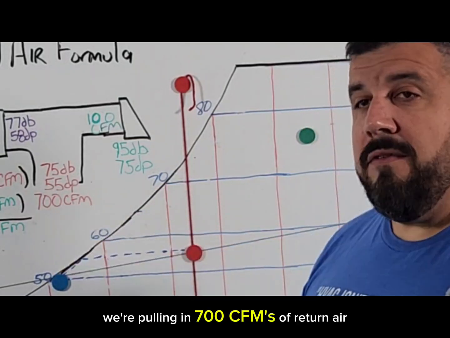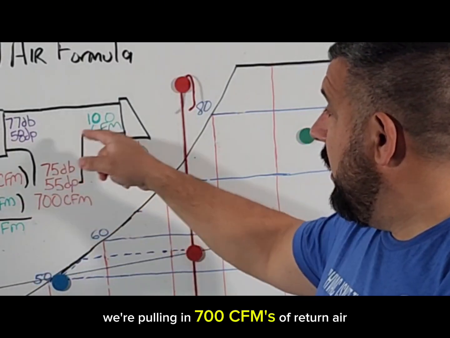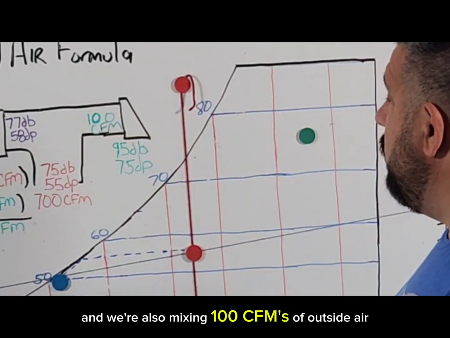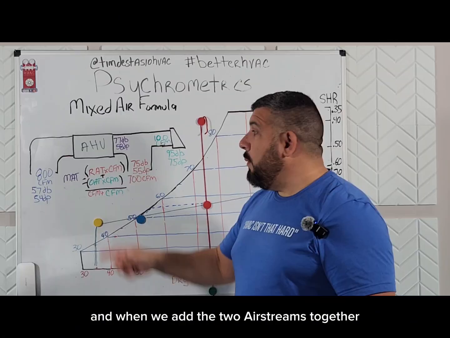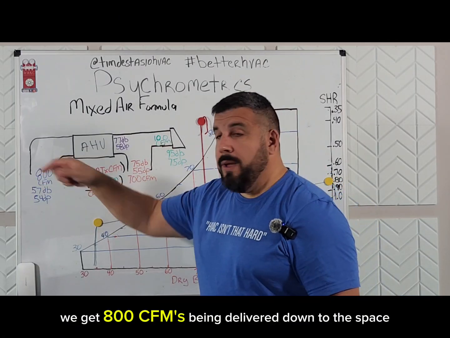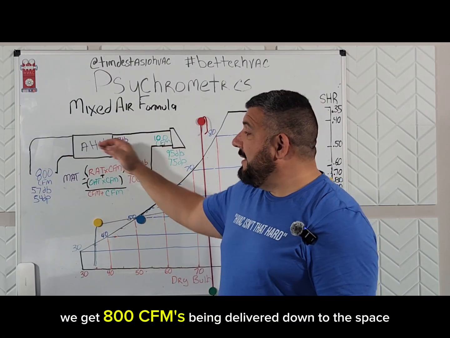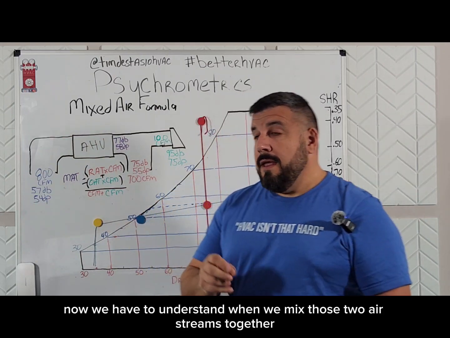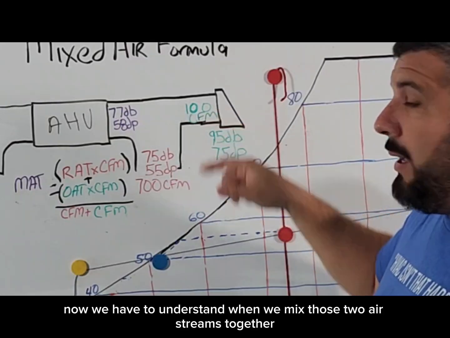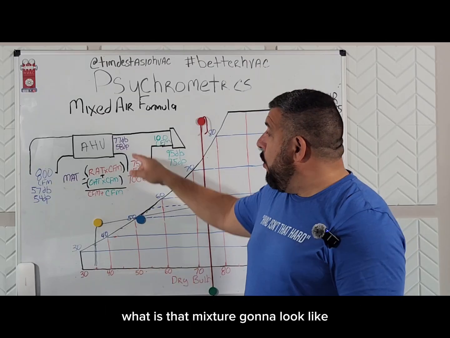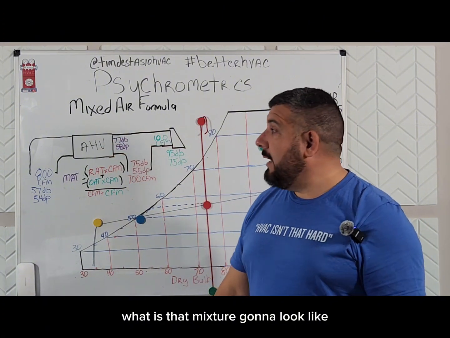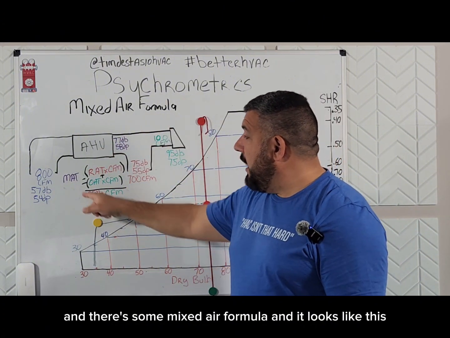We're pulling in 700 CFM of return air, and we're also mixing in 100 CFM of outside air. When we add the two air streams together, we get 800 CFM being delivered down to the space. Now, we have to understand, when we mix those two air streams together, what is that mixture going to look like? And there's the mixed air formula, and it looks like this.